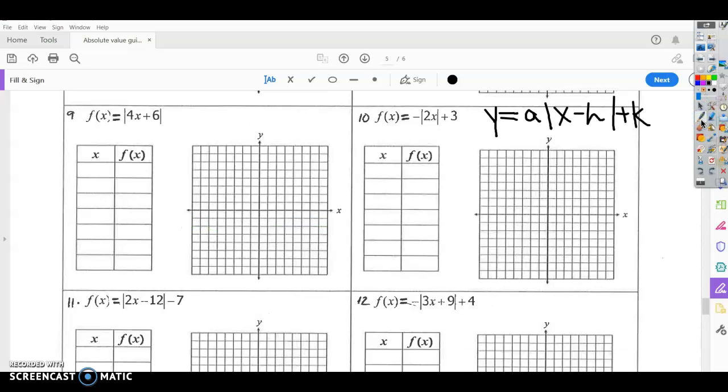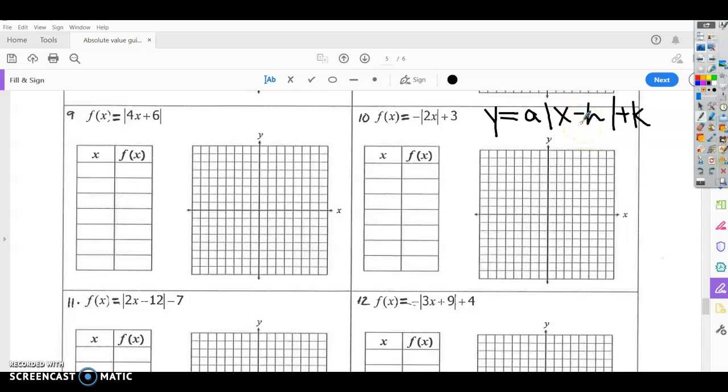All right, we're going to do one more example. We're going to skip down to number 10. Y equals negative absolute value of 2x plus 3. All right, the reason we're going to skip to this one is because it is just a little bit different than the others. As you can see, there is no h. There is a number in front of x, but there's no h. And h is the number that tells us if it moves horizontally or left or right.